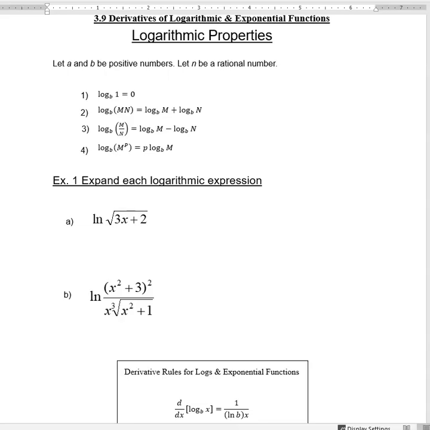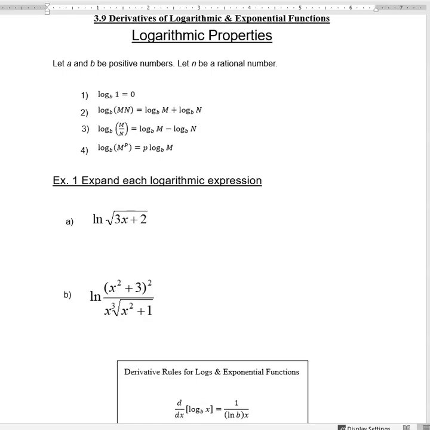And I want to take a look at section 3.9, which gets into some derivative rules for logs and exponential functions. We haven't done a lot with those this semester, but hopefully you saw those in pre-calculus. And I want to just refresh your memory on a few things before we get into the derivative rules. So logs and exponential functions are a special sort of branch of functions. They go hand in hand.